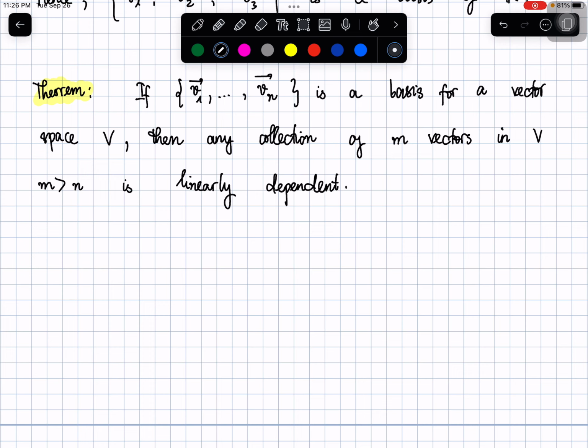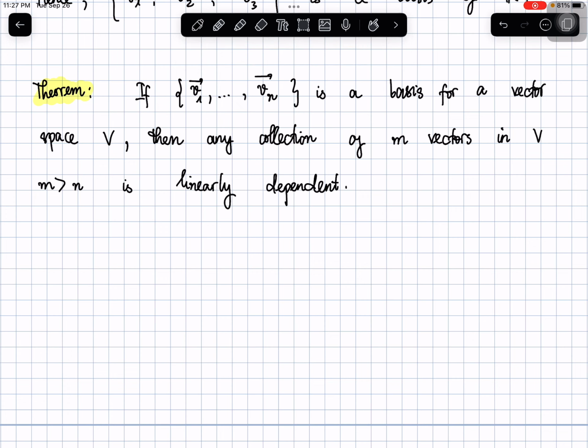It just means that we only need n vectors. Now we have something bigger than n vectors, so they must depend on each other. So here's a way to prove it.